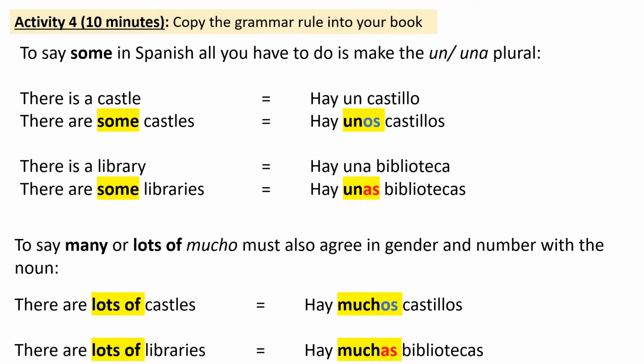Please now take 5 minutes to copy the grammar rule into your book, pausing the video now.